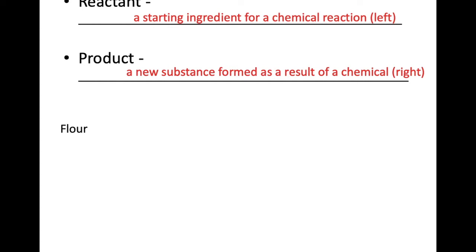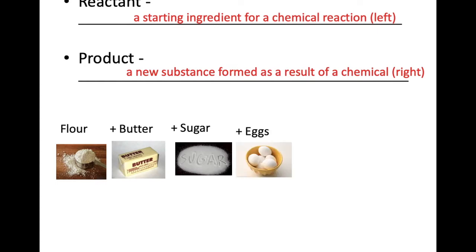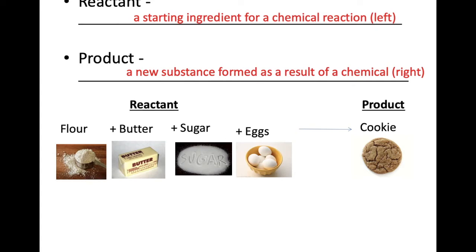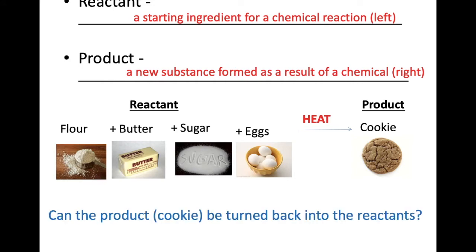So let's say, maybe a lot of you have been doing this lately, that you're going to make cookies. You're going to get some flour, butter, sugar, and eggs, and mix those all together. Those are reactants. When you're done and you put it in the oven, your end result, if you're a pretty good baker, should be a cookie. The cookie is your product in this case. And what you're using to make the chemical reaction occur is heat.